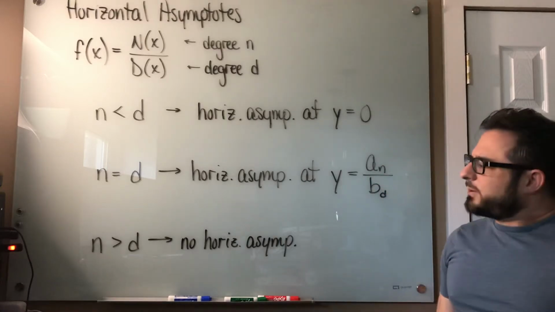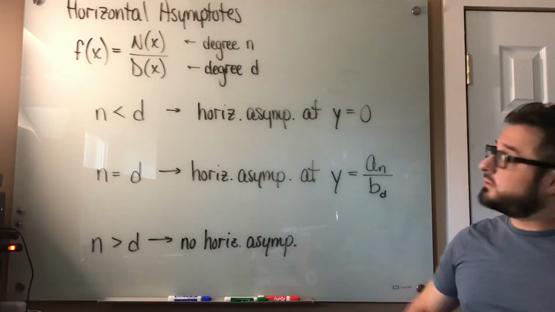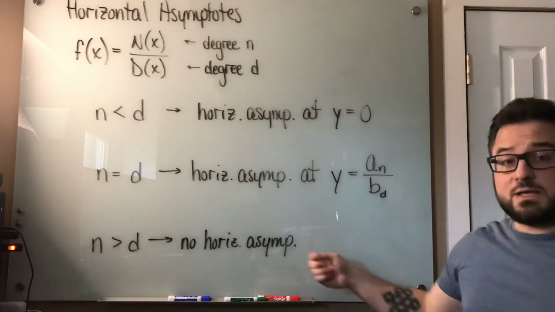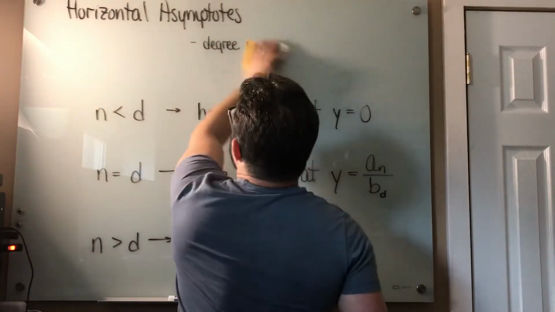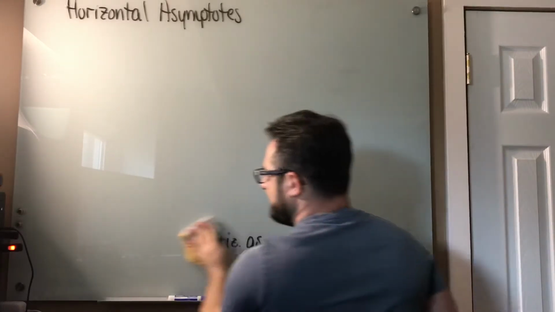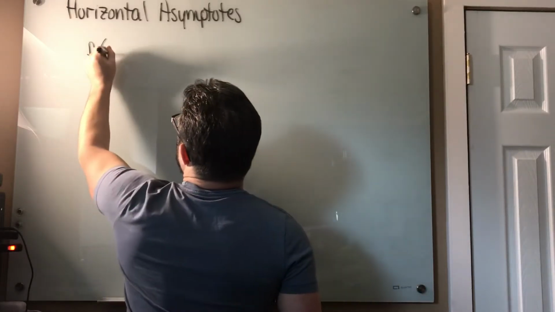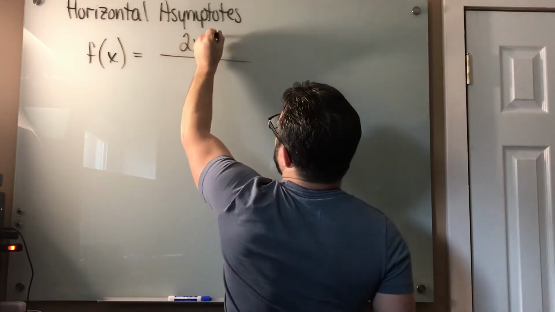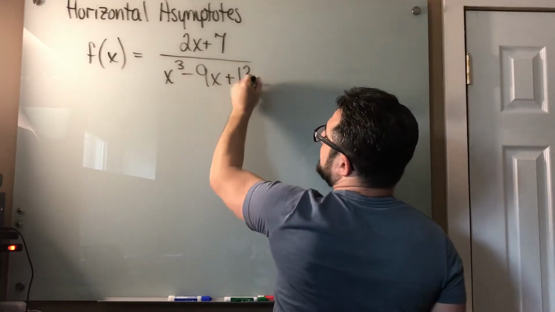So, perhaps a bit of a demonstration as to why these work the way they work. We'll look at a few examples, one of each of them, and attempt to show why it is that they come out in this particular way. First we'll tackle the degree of the top being smaller than the degree of the bottom. Let's use f of x is equal to 2x plus 7 over x cubed minus 9x plus 13.